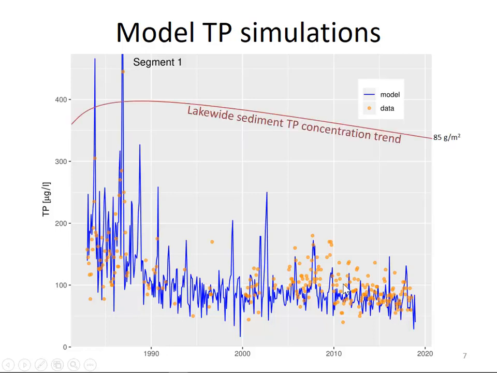Over this period, what the model indicates is that sediment concentrations in the reservoir increased at the beginning when we had these very high phosphorus loading levels, and then over time there's been a gradual downward trend in sediment phosphorus concentrations, which is a good thing.